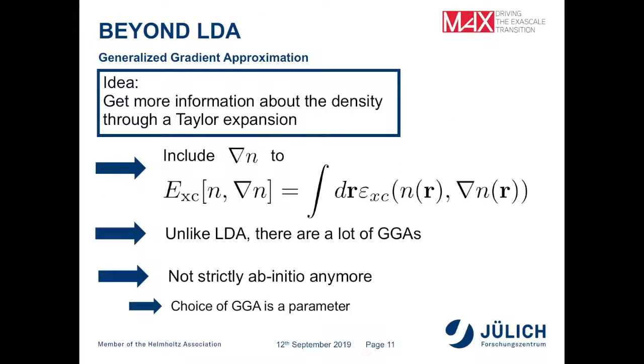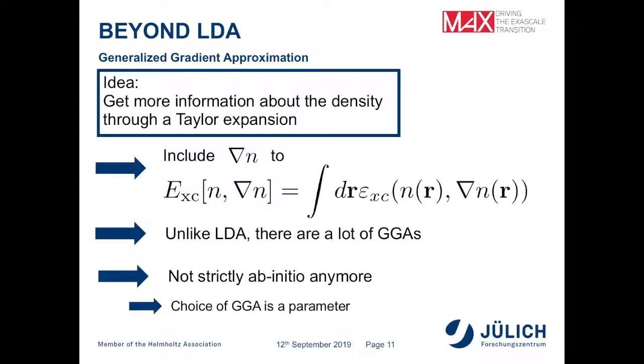And, well, one of the classic ideas in physics is to just do some kind of Taylor expansion. So we can include the gradient of the density in addition to the density. And then we go from a local approach to a semi-local approach, where we get the surrounding area of our point in space by introducing the gradient.